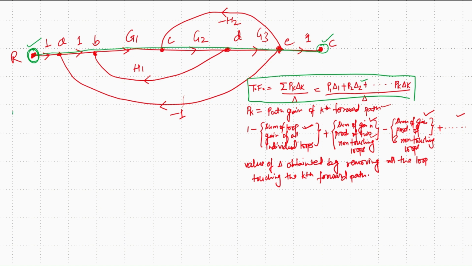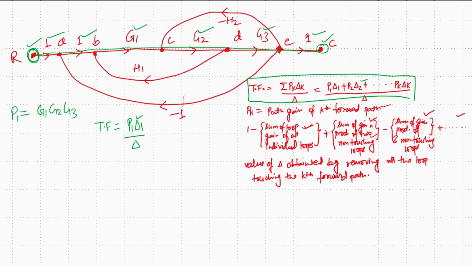So we have only one forward path. The path gain of this forward path P1 is obtained by multiplying all the gains along the path: 1 multiplied by 1, multiplied by G1, multiplied by G2, multiplied by G3, multiplied by 1. So the overall path gain of P1 will be G1 multiplied by G2 multiplied by G3. Since we have only one forward path, the formula for the transfer function reduces to T1 delta 1 divided by delta.